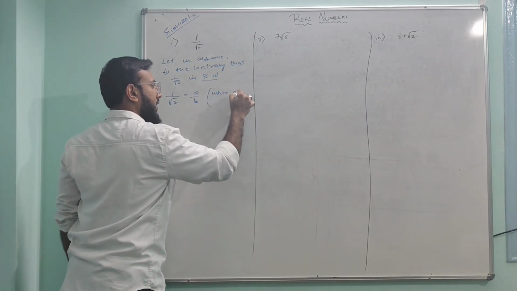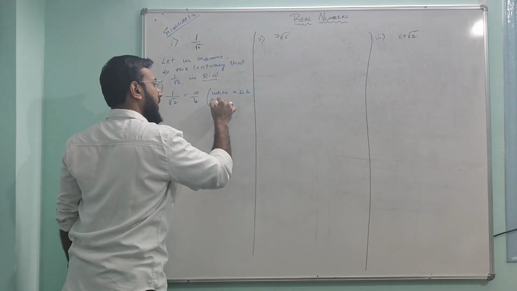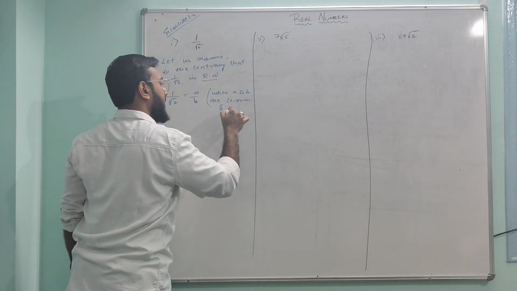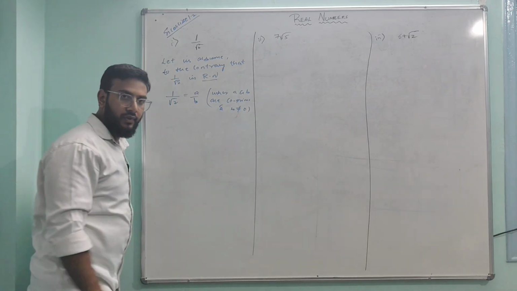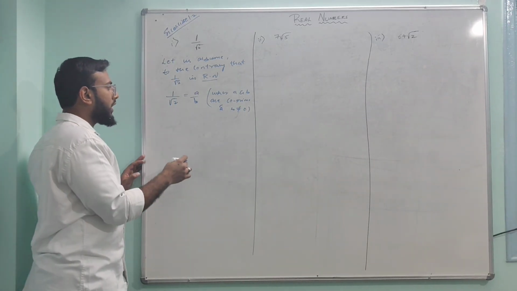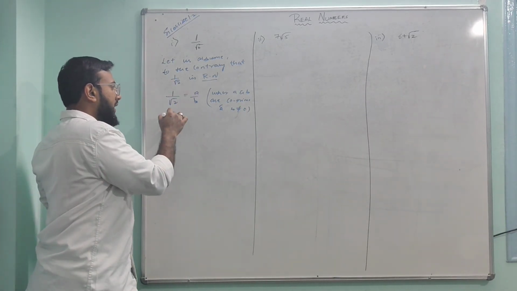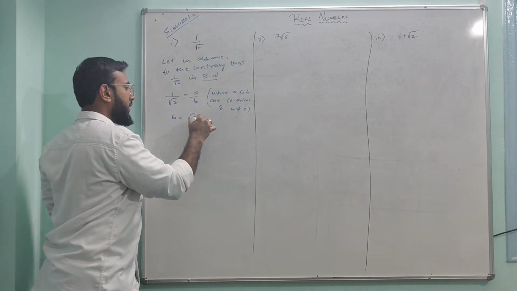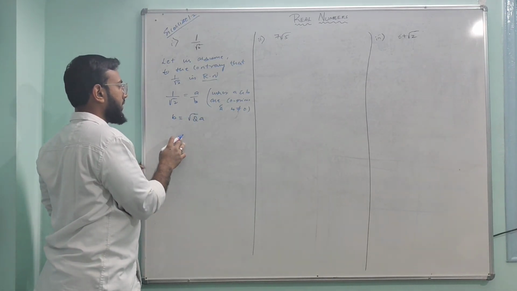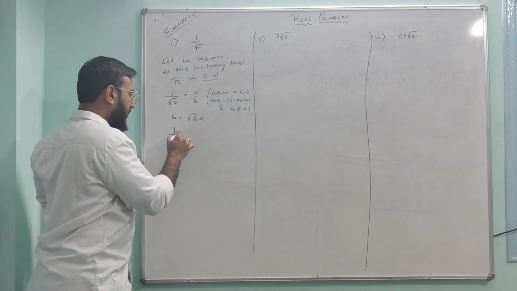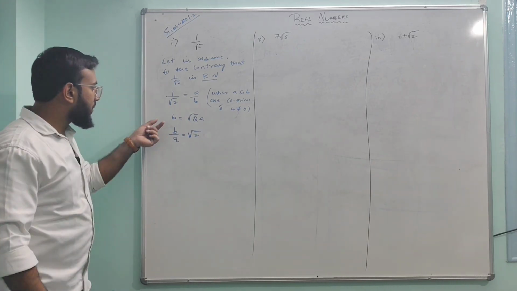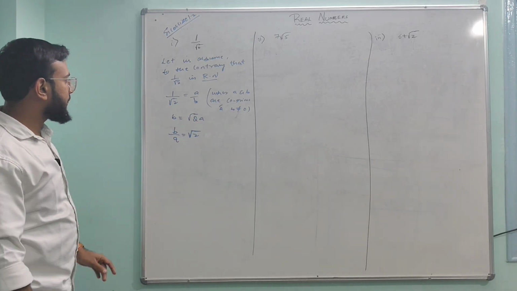Where a and b are co-prime and b is not equal to 0. What I'll do? Cross multiply. b is equal to root 2 into a. So b upon a is equal to root 2.